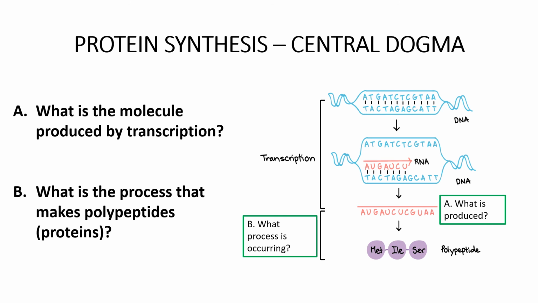Question B is asking you what's the name of the process that's making the polypeptides or proteins. And we know that this is a two-step process, transcription followed by translation. Awesome. So both answers are there. Okay, so this process, you'll get used to seeing it in different ways, but it's the same. Transcription followed by translation, and you know exactly where they occur.